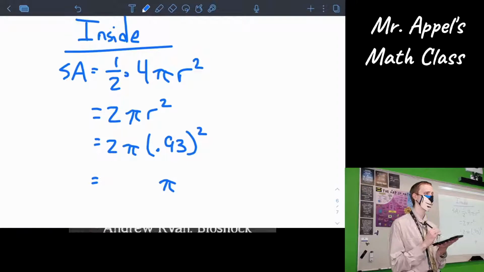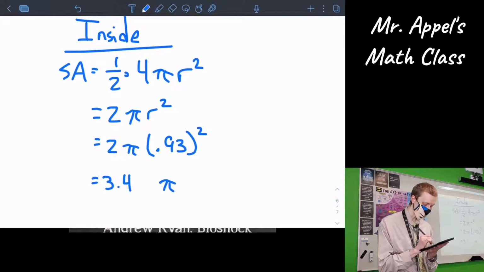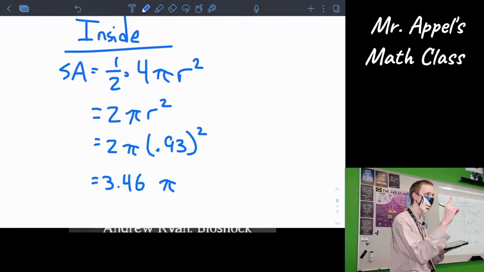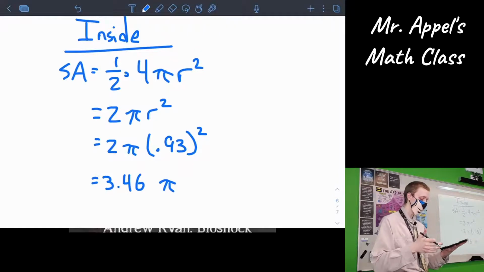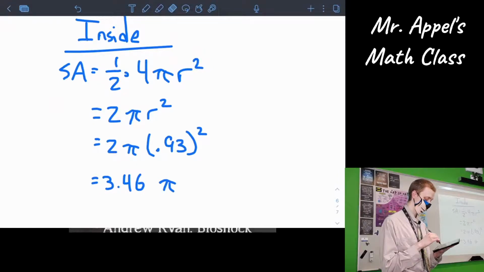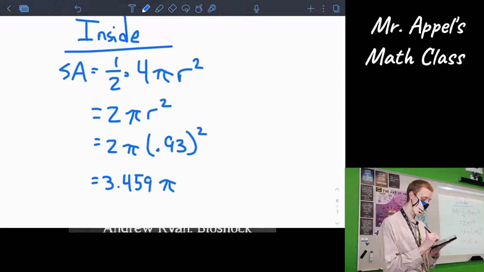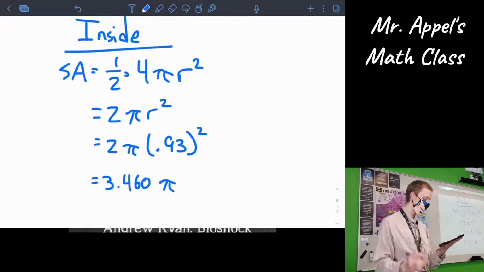What do you have? 3.46? Or can we go one more? Or is that it? It's exactly 3.46? Oh, not exact. I rounded it up. 4, 5, 9. Oh, that would be a 6, which would round it up. Okay, if I round to 3 decimal places, I get 3.460. Right.